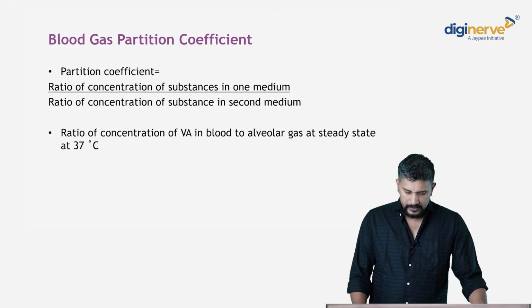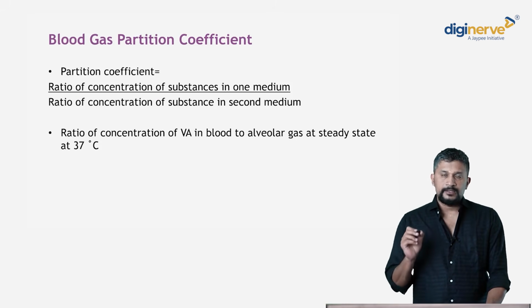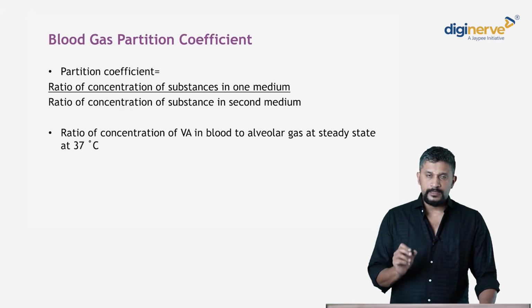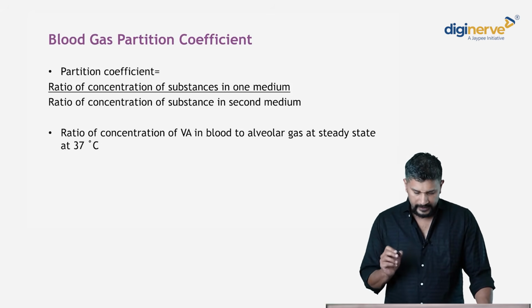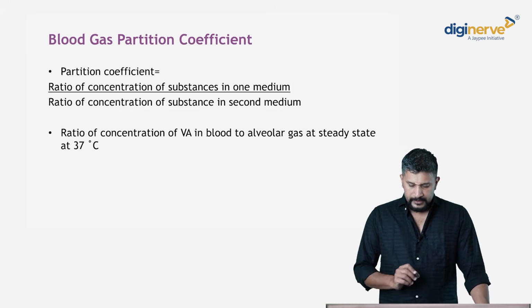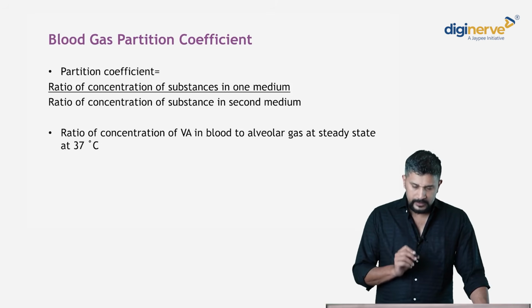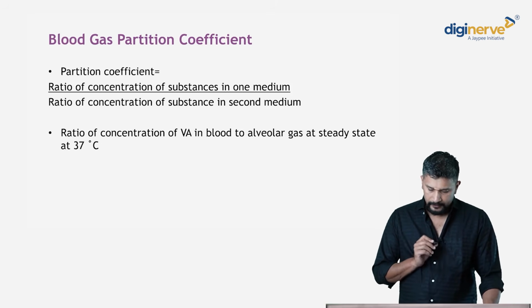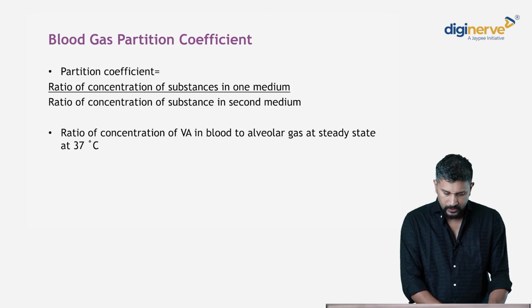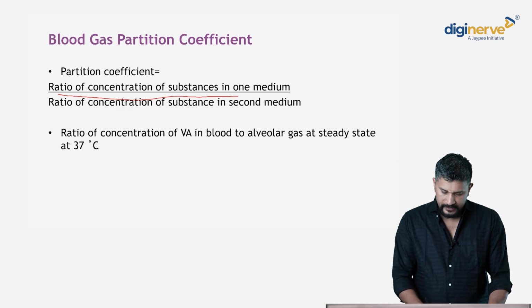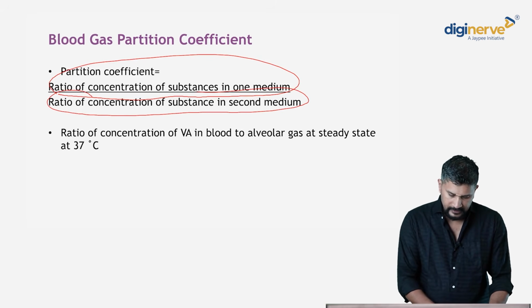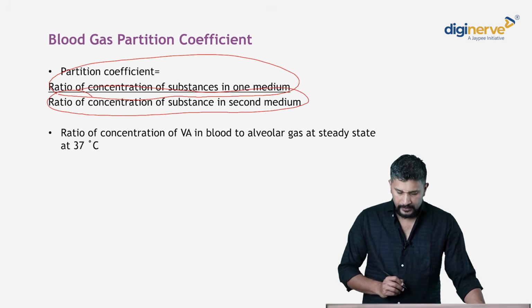So another important concept is the blood gas partition coefficient. Whenever we look at your volatile anesthetics, we always need to remember what is a blood gas partition coefficient. This blood gas partition coefficient is a term used to describe how much an agent is soluble in the blood. So the partition coefficient basically refers to the ratio of concentration of the substances in one medium to the ratio of concentration of substances in the second medium.